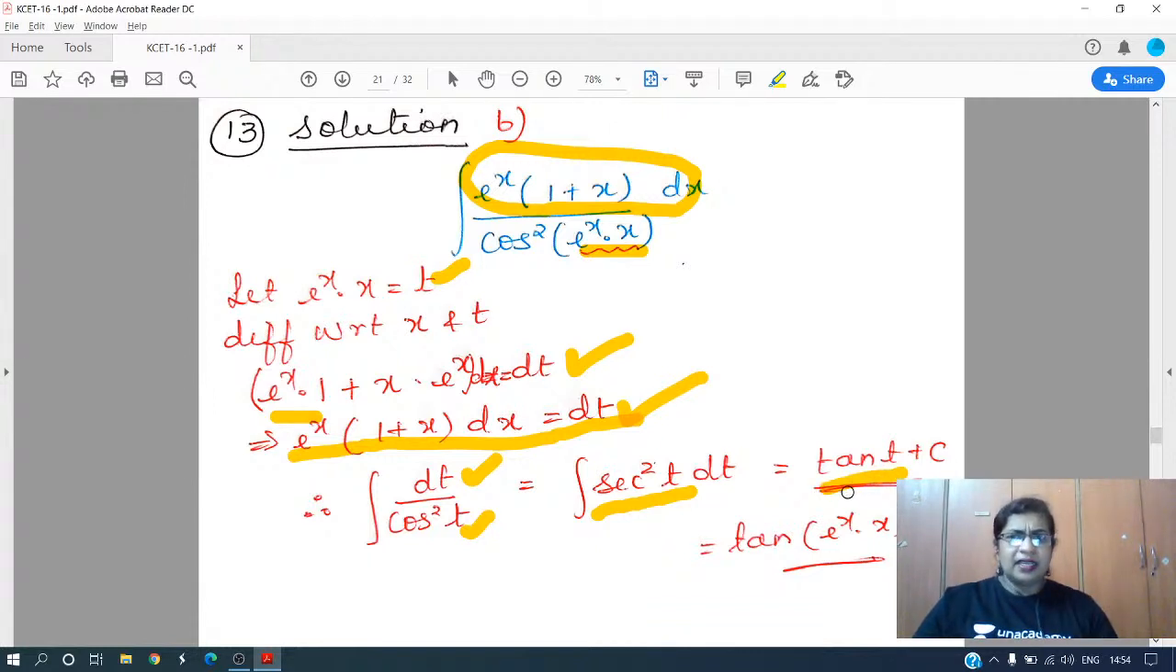But in the answer, the question was given in terms of x. How can you expect the answer in terms of t? Not possible, no? So you have taken t as e power x into x. Change it back and check your option. So in place of t, you had taken e power x into x. So that is the option here. That is nothing but the B option for 13th question.